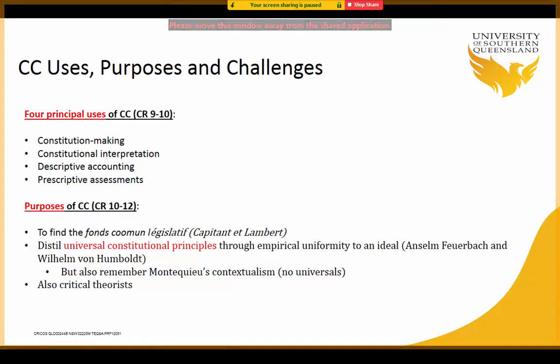All right. Let's look at the purposes of comparative constitutional law.